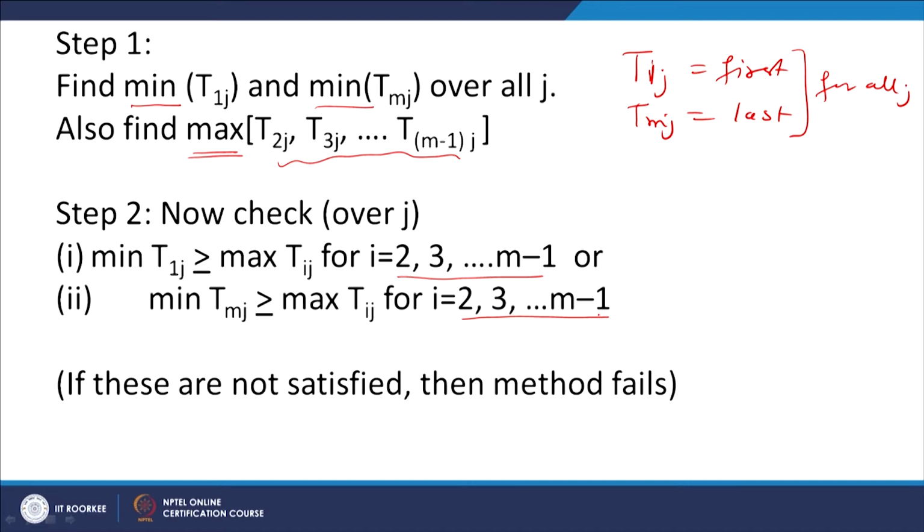So, therefore, we have to check that the minimum of T1j is greater than or equal to the maximum of Tij, and second, the minimum of Tmj is greater than or equal to the maximum of Tij, whereas this i is going to vary only for the intermediate ones. If these conditions are not satisfied, then the method fails. So, it is important that these conditions should be satisfied.